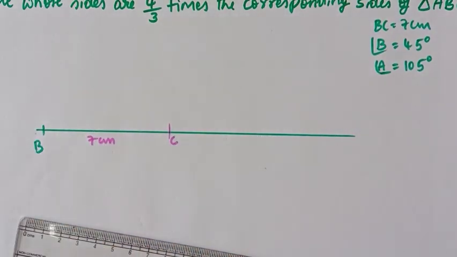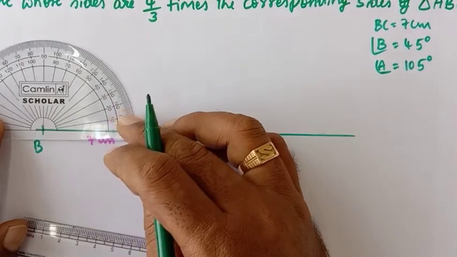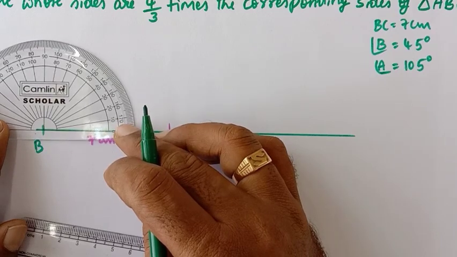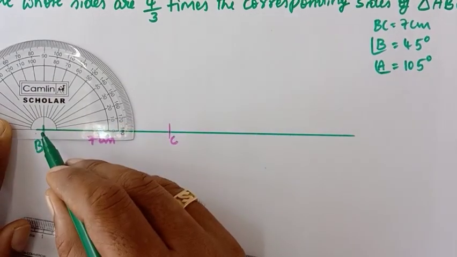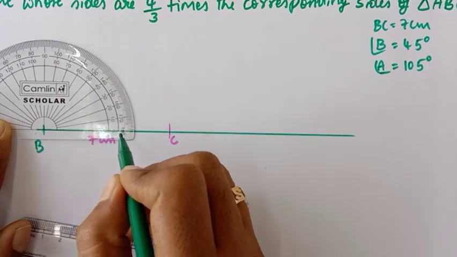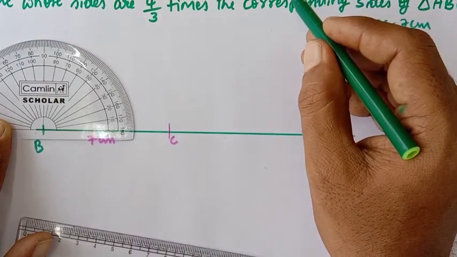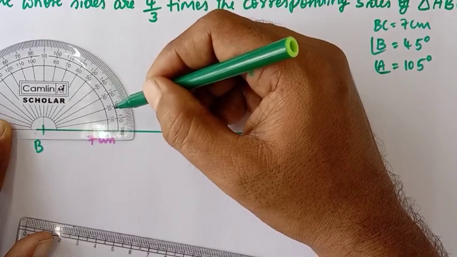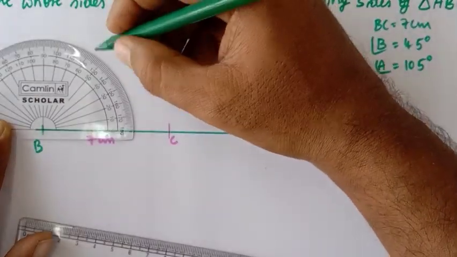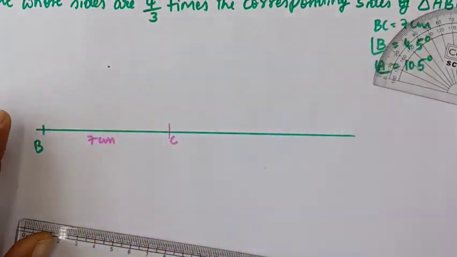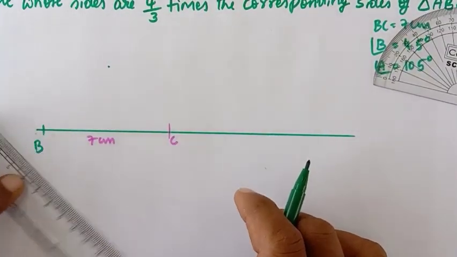And then angle B is 45 degrees. You see here, this line has to be adjusted properly. Here from this point, not from this point. You should take this point as the center point, and here it is 45 degrees. Angle B is 45 degrees. So 10, 20, 30, 40, and here comes the 45 degrees. Now draw a line from B.